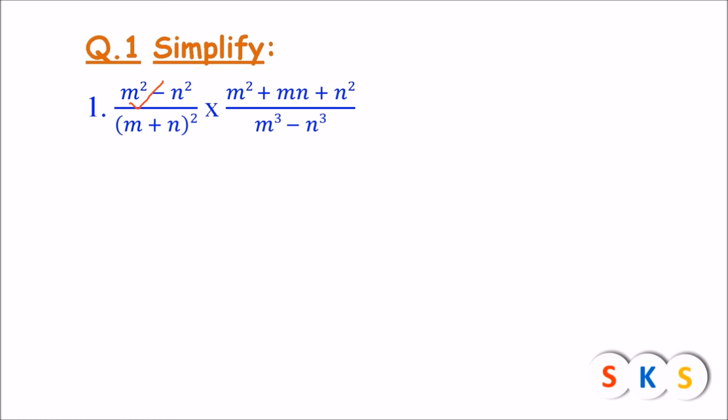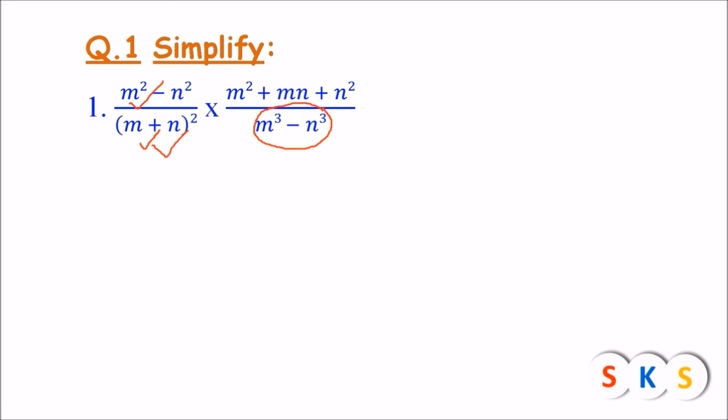So m square minus n square will become m minus n into m plus n, and m plus n whole square we can write as m plus n into m plus n. How we can write? 4 square means 4 into 4. Similarly, m plus n square means m plus n into m plus n. And we can factorize m cube minus n cube using the formula of a cube minus b cube.